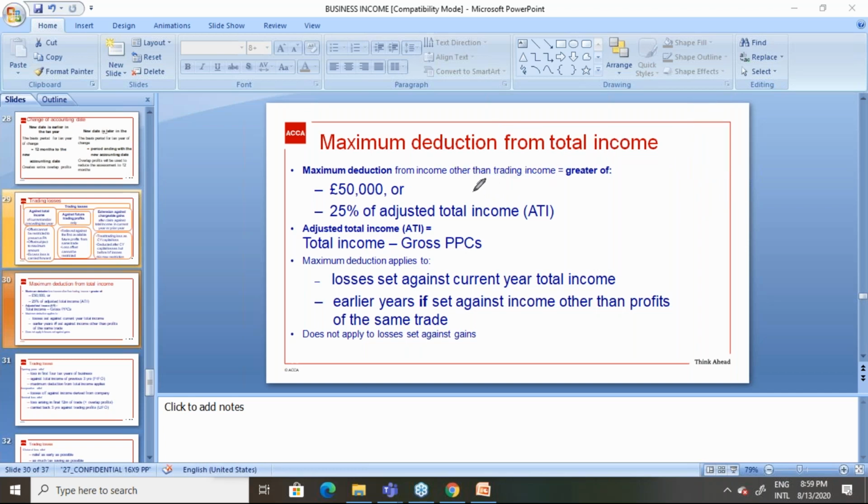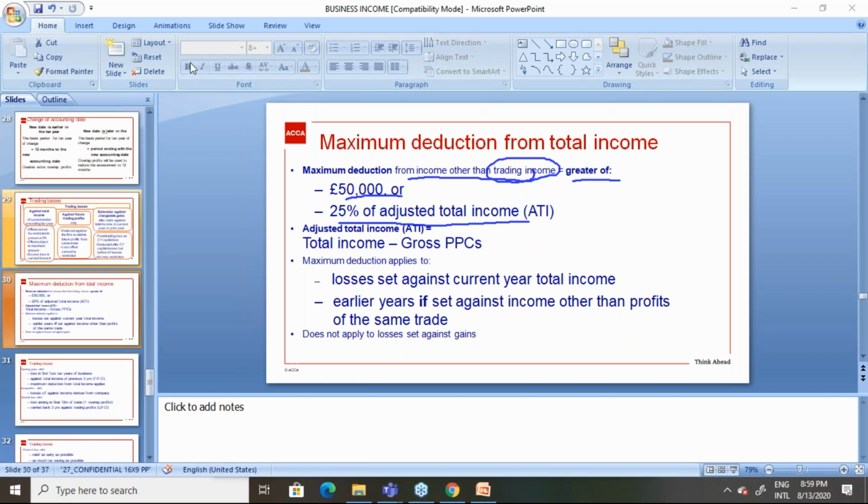When you are using the current year and/or the previous year relief against total income other than trading income, there is a maximum you can set off against total income other than trading income. It is the higher of £50,000 or 25% of adjusted total income. Adjusted total income. It's not adjusted net income, it's adjusted total income. How do you calculate adjusted total income?